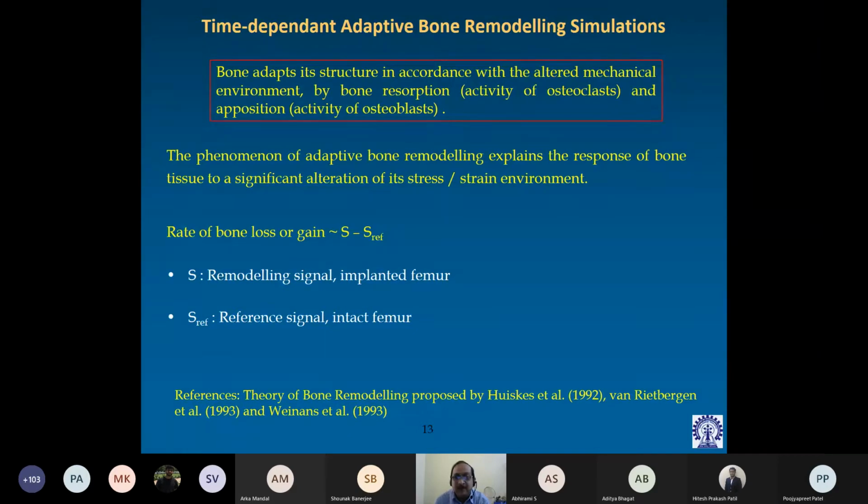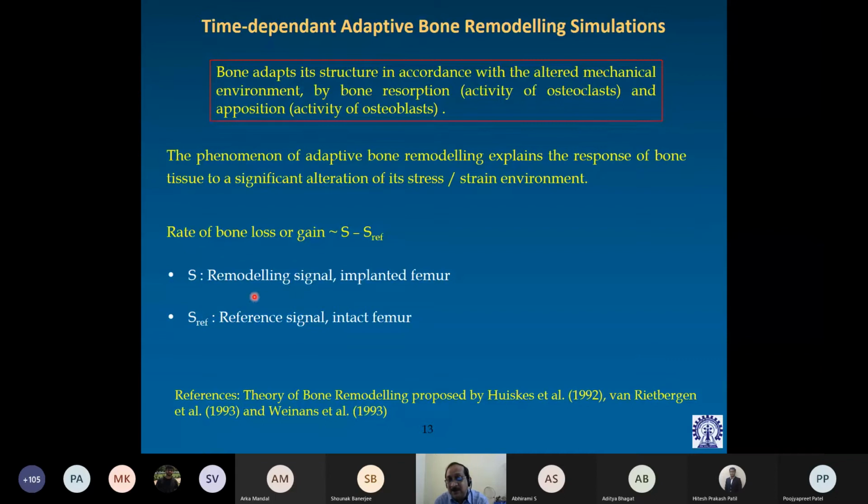Now we have two important variables here, as you can see. One is S, another is SREF. SREF refers to the reference stimulus. Just a moment, pointer. SREF is referred to as reference signal, and this reference signal you can obtain from the intact femur. What is intact femur? It's the natural femur, not operated. This is an equilibrium state, and this is the reference signal based on which bone tries to remodel the structure. So we refer to it as SREF.